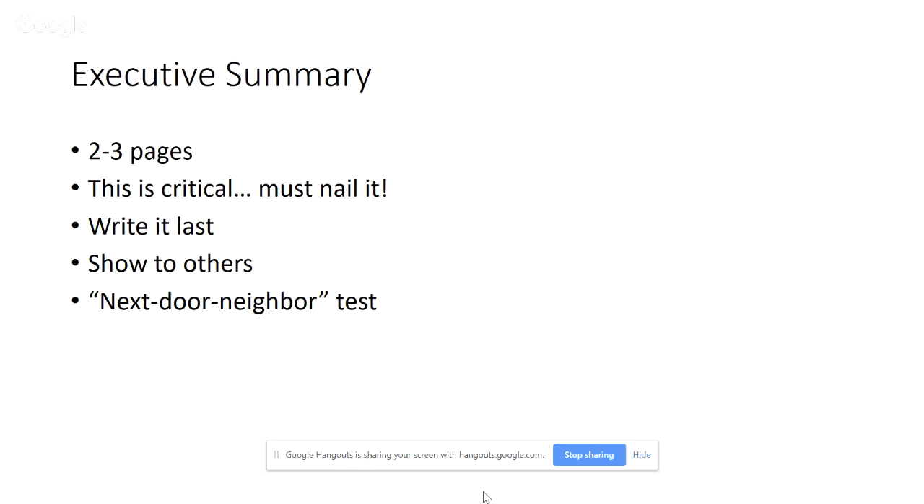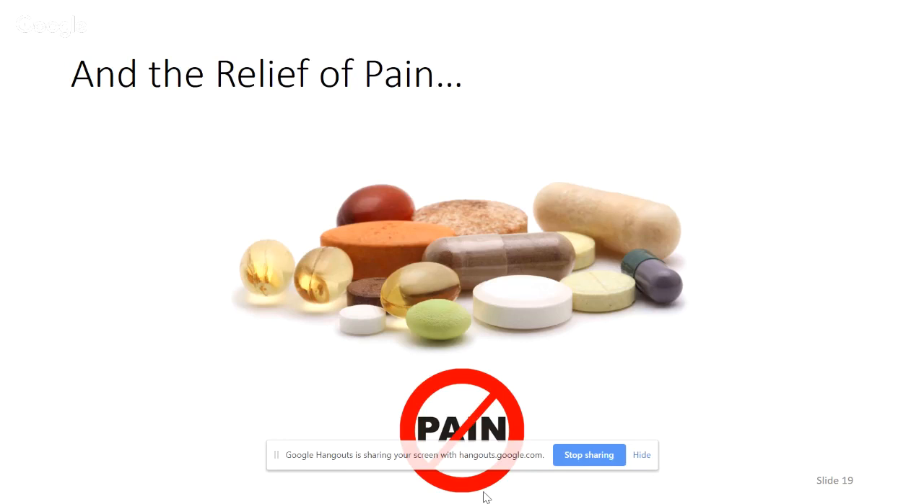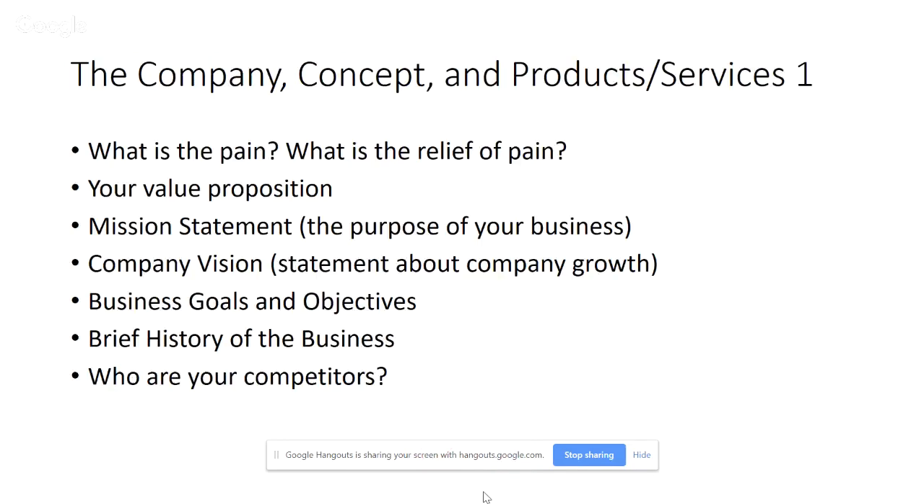That said, the business plan, that's exactly the summary. So let's go into the details of the business plan. This business plan deals with a pain, but at the same time it also deals with the relief. What's the relief of that business, of that pain? Which kind of comes to the first part of the second part of the executive summary, but this is the first part you maybe want to start with: what is the pain?